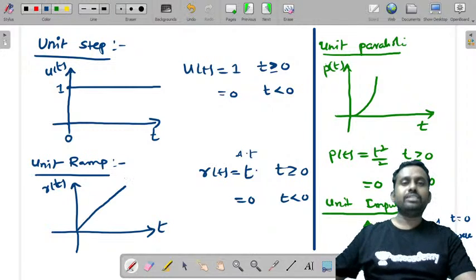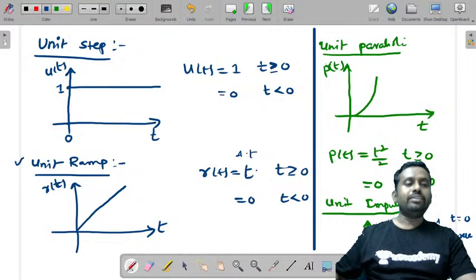You can also write the Laplace transform for each of them in your examination, and you can write a unit ramp input. It's a velocity signal that is given to a system.